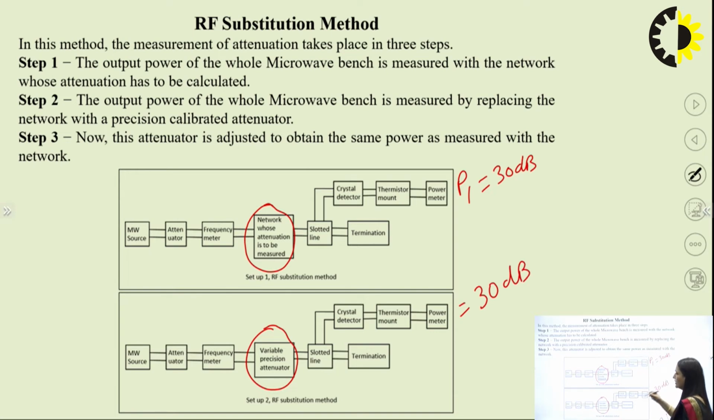For this 30 dB, precision has to be done, or we can say the attenuator has to be varied. So how much the attenuator is varied is the attenuation of your device. If it is attenuated by 5 dB, 4 dB, so this will be the attenuation of the device.